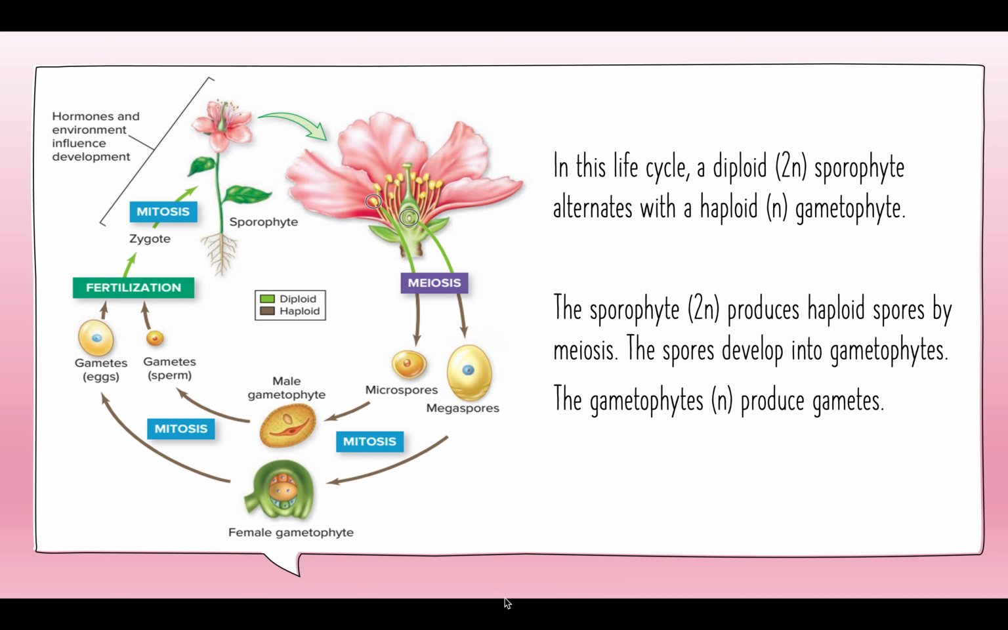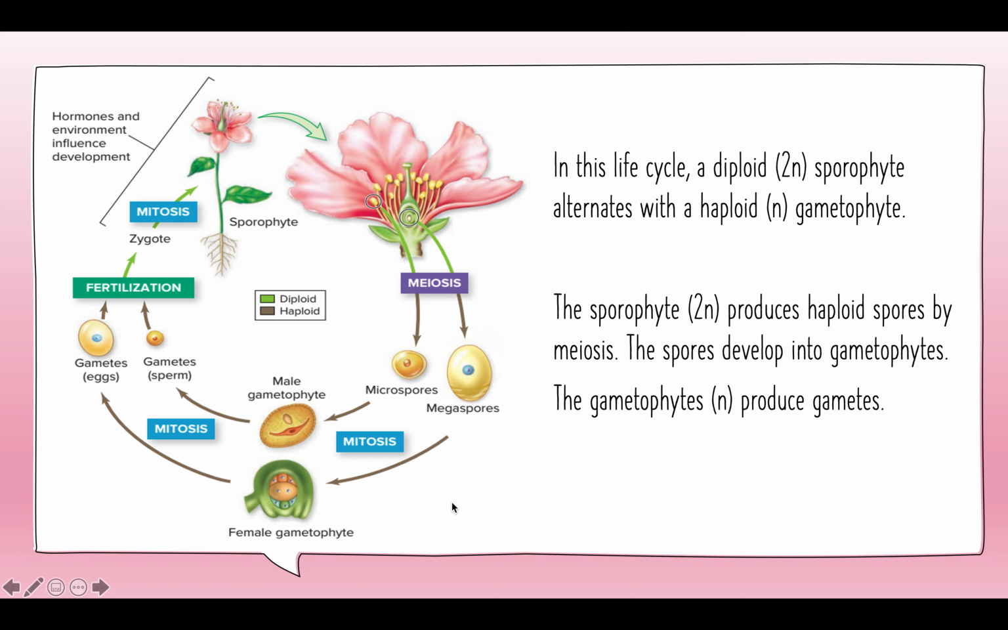This describes the life cycle of a plant as it alternates between a sexual phase and an asexual phase. In this life cycle, a diploid sporophyte alternates with a haploid gametophyte. The diploid plant, the sporophyte, produces haploid spores via meiosis, and these spores divide by mitosis, giving rise to multicellular gametophytes, the male and the female haploid plants that produce gametes, which are sperm and eggs.